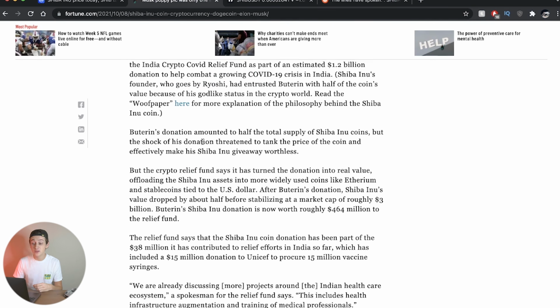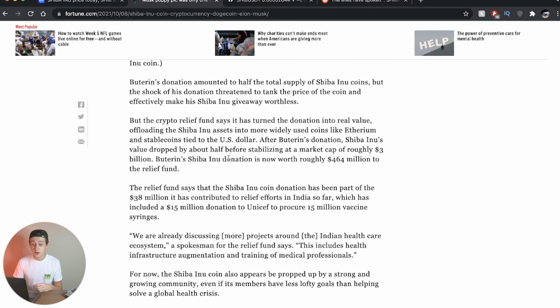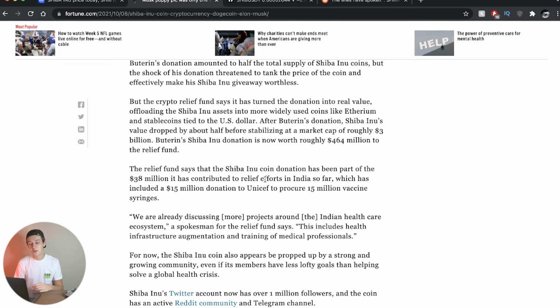Buterin's donation amounted to half the total supply of Shiba Inu tokens, but the shock of this donation threatened to tank the price of the coin and effectively make his Shiba Inu giveaway worthless. But the Crypto Relief Fund says it has turned the donation into real value, offloading the Shiba Inu assets into more widely used coins like Ethereum, that's an interesting way to spell that, and stable coins tied to the US dollar. As for Buterin's donation, Shiba Inu's value dropped by about half before stabilizing at a market cap of roughly $3 billion. So you're probably wondering, why are you talking about that, right?